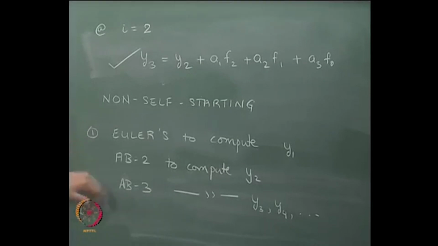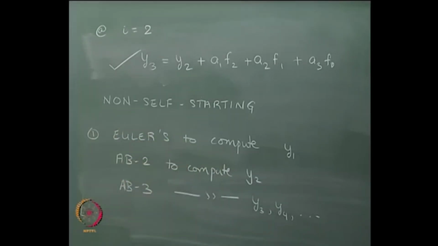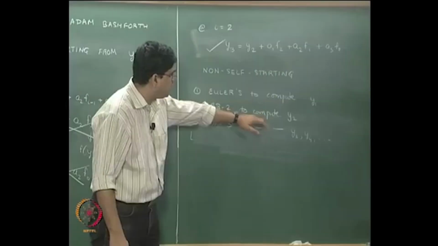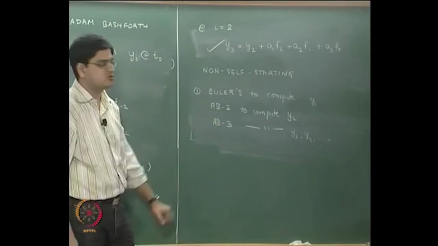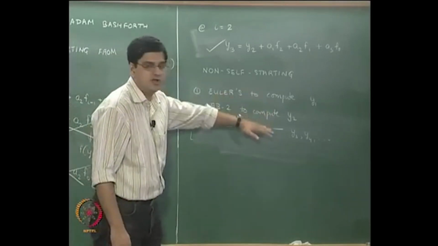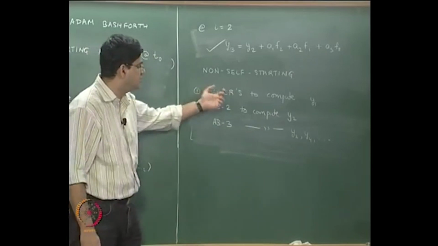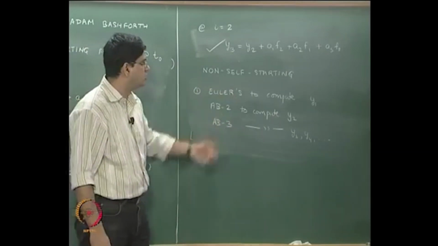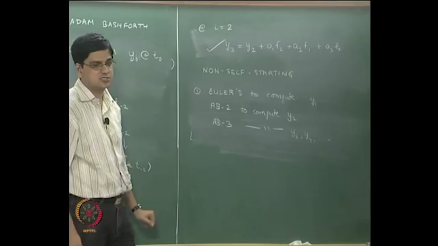Now the problem with this is the Euler's method is h squared accurate, Adams-Bashforth second order method is h cubed accurate. So we are losing on the accuracy. So these are again the local truncation errors. We are losing on the accuracy by using the less accurate methods in order to start this particular system.